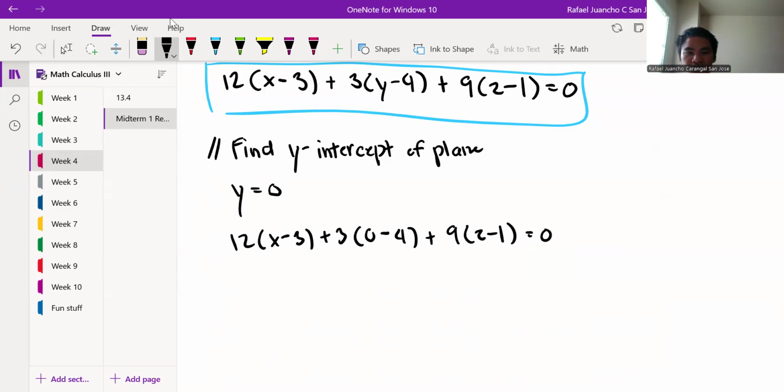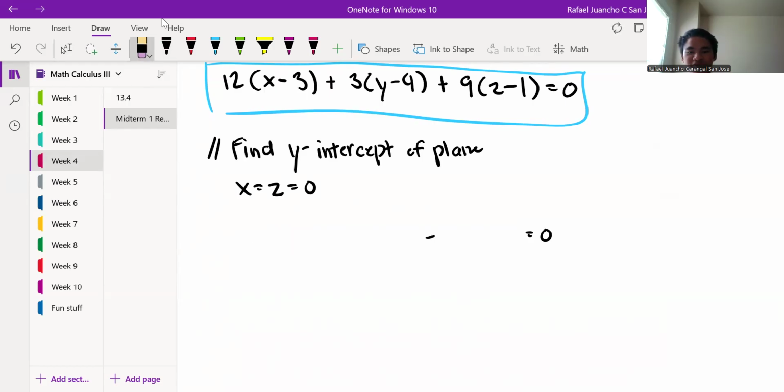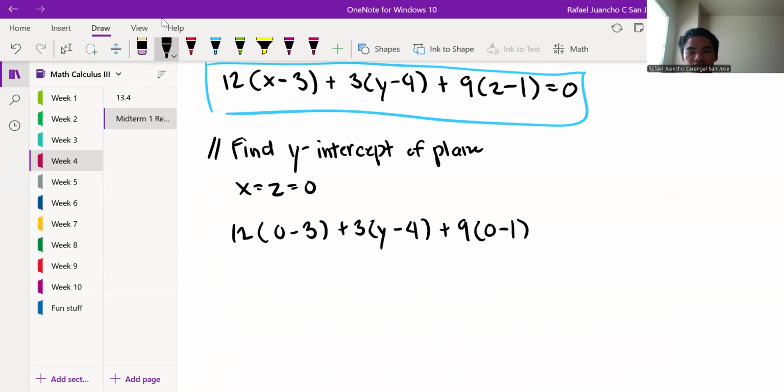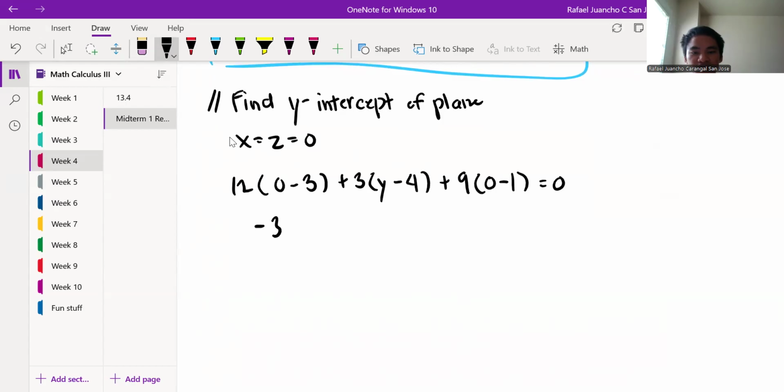Oh no, actually I'm wrong. My bad. It's when x and z are equal to 0. I almost messed up the whole thing. Yeah, because this is only specifically in the y-intercept, right? So now I need to solve something for y here. Okay, so this is negative 36.